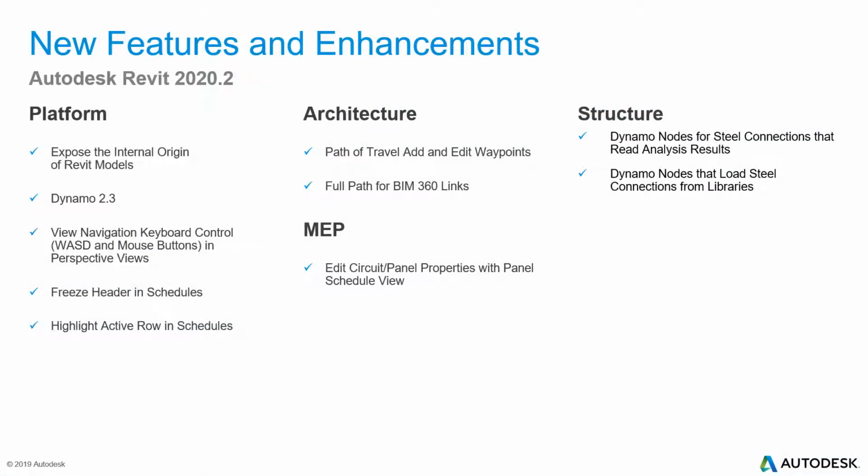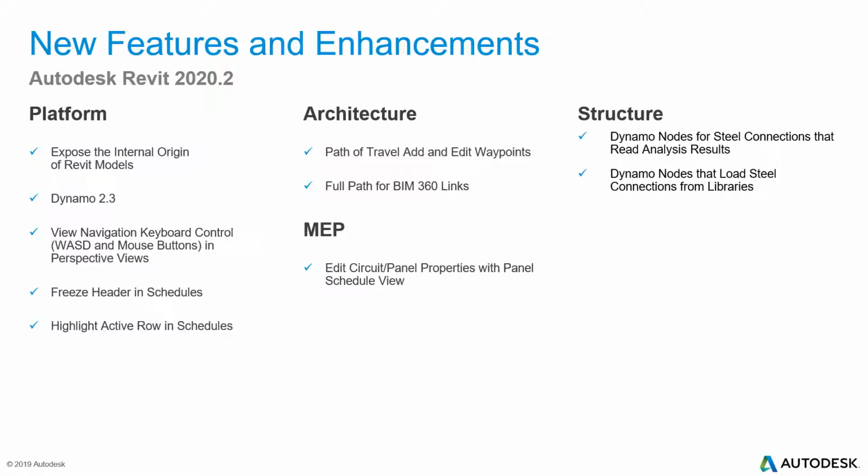This is a summary of the new features and enhancements in Autodesk Revit 2020.2. In the platform, you can expose the internal origin of Revit models. There are upgrades in Dynamo 2.3. You get view navigation keyboard control as well. Freeze header in schedules, and highlight active row in schedules.